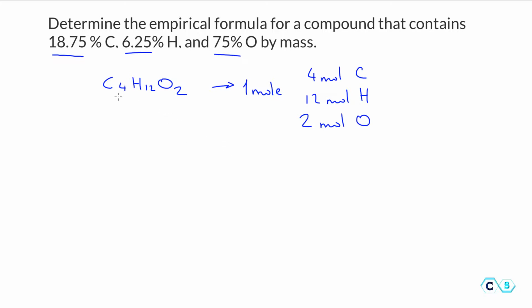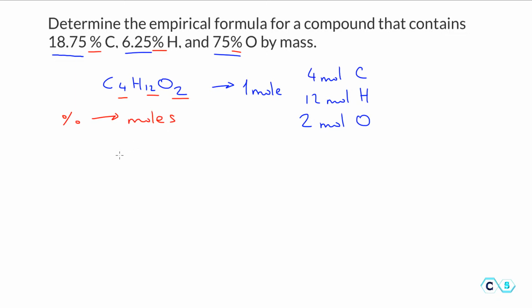So the important thing to remember is that these numbers, the subscripts, actually, not the coefficients, represent the number of moles of each element in 1 mole of the compound. Now, what is the problem here? The problem is that it is given in percentages, and we cannot write an accurate molecular formula based on the percentages. So our aim here is to go from percentages to moles for each element.